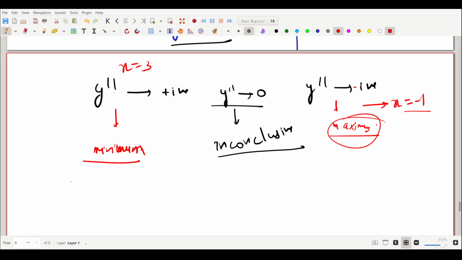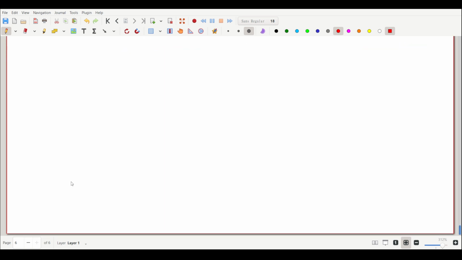If y double dash is positive for a certain value of x, then this value of x will always give you the minimum value. If y double dash is negative at a certain value of x, like x equals minus 1, it will always give you the maximum value of y. If double derivative is 0, then we cannot decide about the value of x.